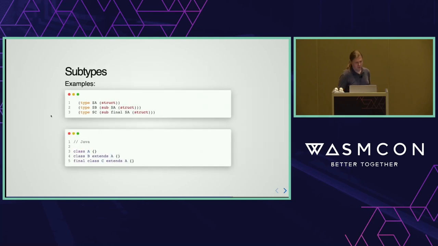All right. So I promised to talk about ways to define new types, and this obviously is subtyping. So type A is simply an index type that is a struct. Here we were omitting any fields for the sake of showing the subtyping hierarchy. And the second listing here is source code in Java that would compile into something like this in the WebAssembly format above. So class B extends A, and we have a final class C that extends A as well.